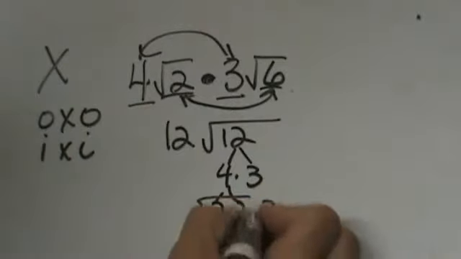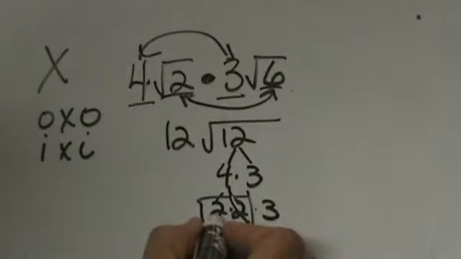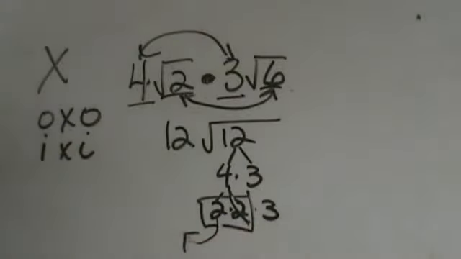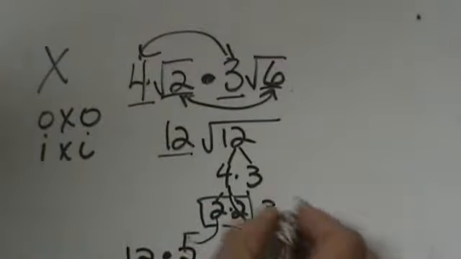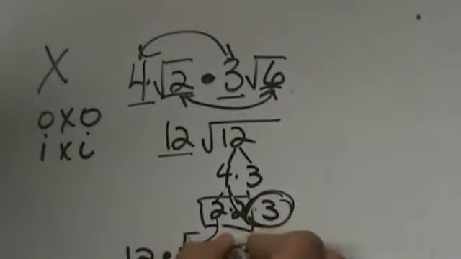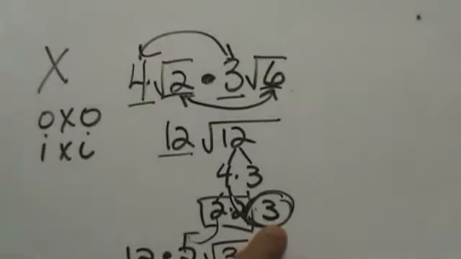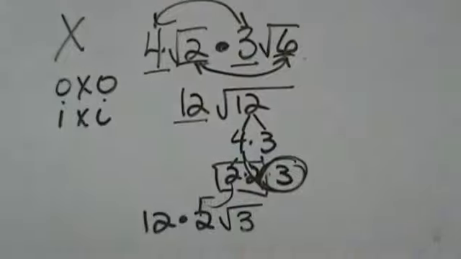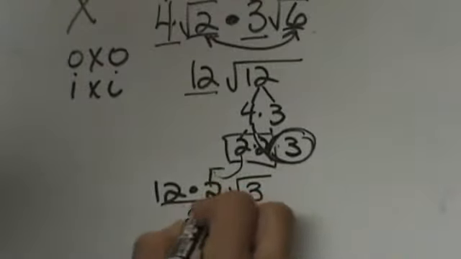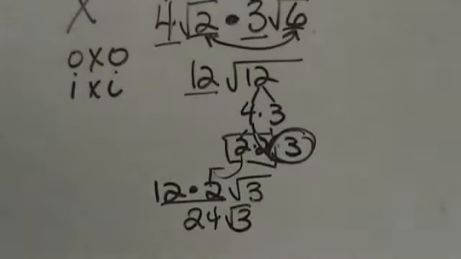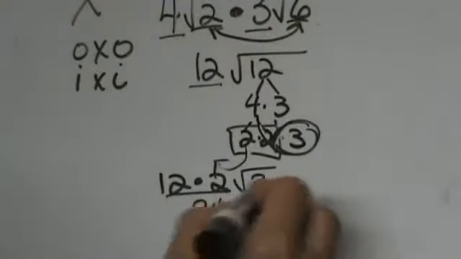There's a pair, so I take a 2 out. Now I take 2 out, but I already had a 12. So what do I do with that? I multiply them. So I take 12 times the 2 I'm bringing out. And then what's left in there? The square root of 3 is left. It didn't have a pair to come out with, so I'm going to leave that square root of 3 in. So I'm going to take 2 times 12, and I get 24 square root 3. So that's what that one simplifies to.